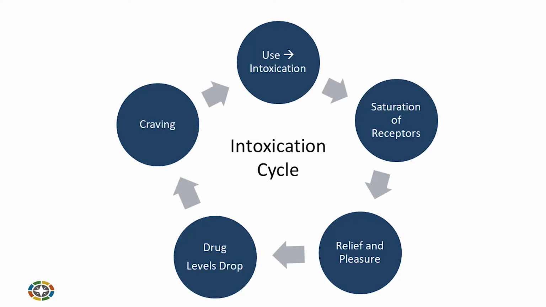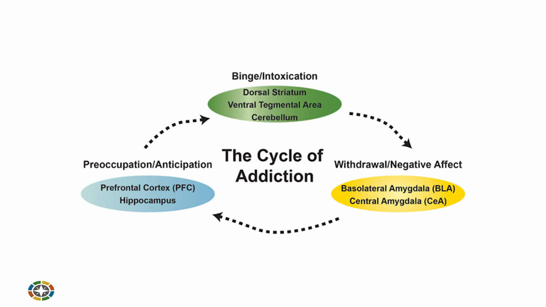So when you use, you get intoxicated. This saturates your brain receptors, which give you relief and pleasure. But when the drug levels drop, you crave it and then use it again. And the more cycles of this you go through, the more your brain learns an addiction. These are the brain areas thought to be responsible for that. So binge and intoxication effects are thought to be mediated by the striatum, ventral tegmentum, the cerebellum. We know withdrawal and negative affect is your amygdala. And then your preoccupation and anticipation and searching for more drugs is your prefrontal cortex and your hippocampus, which is where your memories are stored.